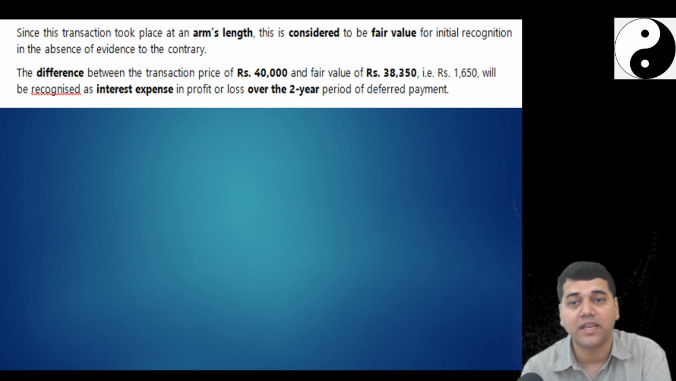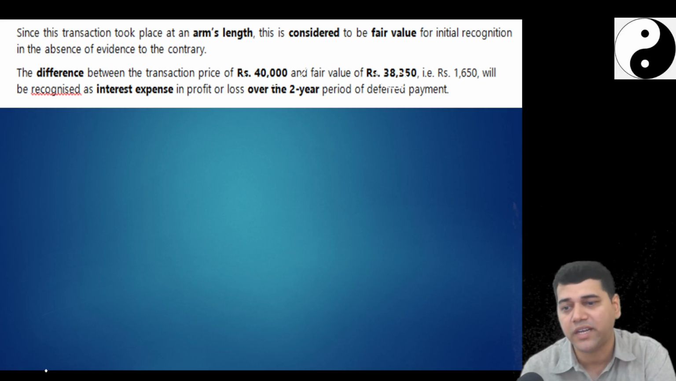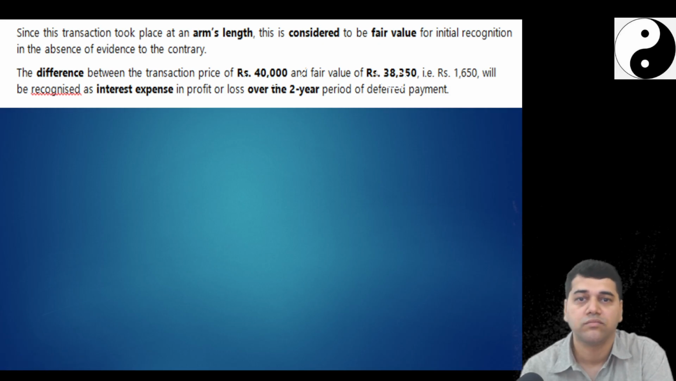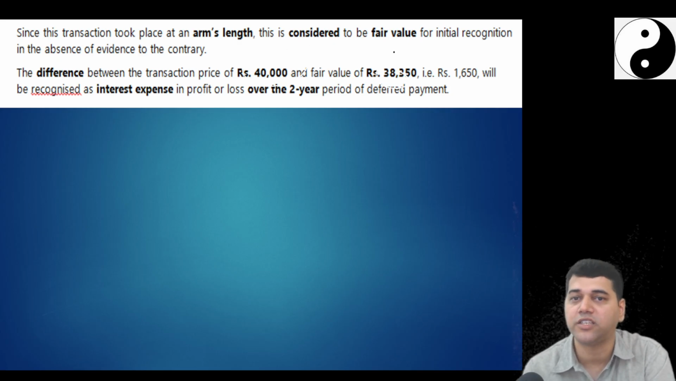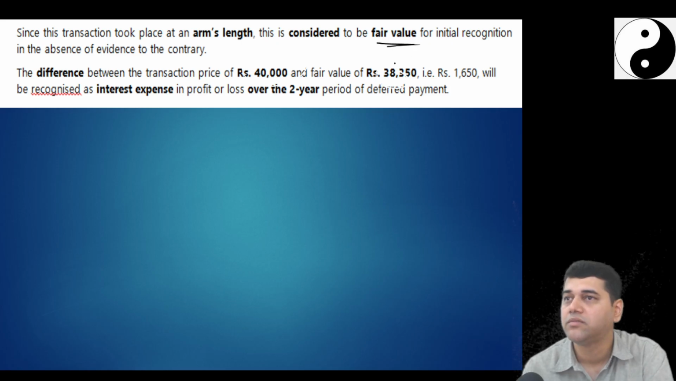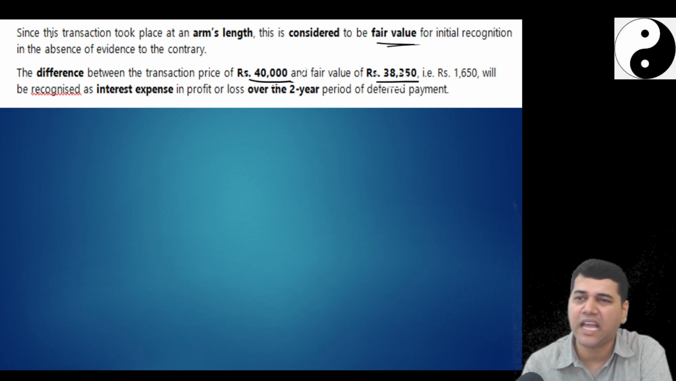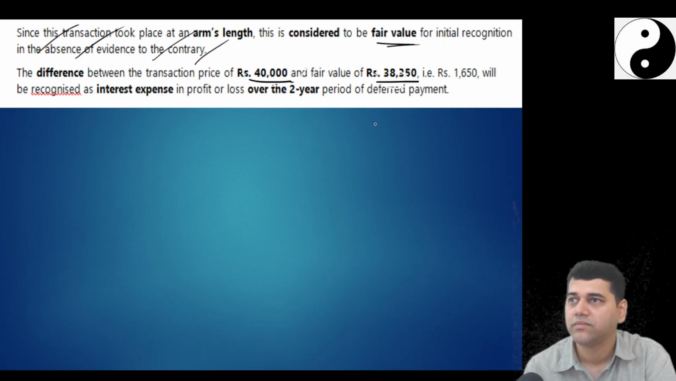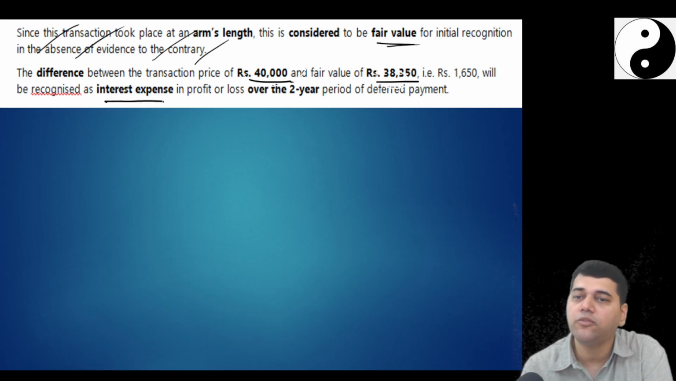The difference between the transaction price of 40,000 and the fair value, see, they themselves give one contradictory answer here. Followed, no? On the one line they say the transaction price itself is the fair value. At the bottom they write the transaction price and fair value, there is a difference. So I will ignore this. Followed? And they said that this will be recognized as an interest expense over a period of 2 years.